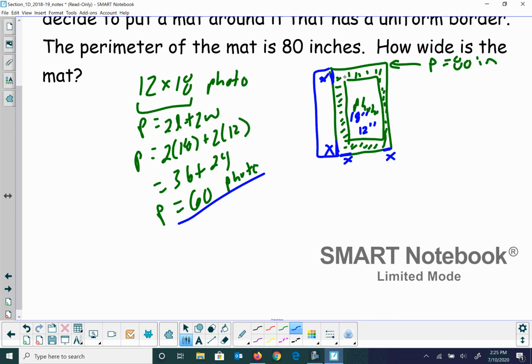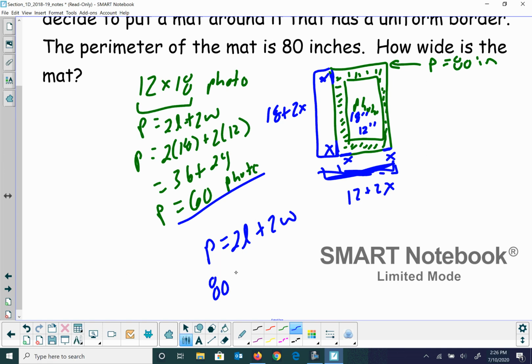Okay, so how far is this distance? Well, it's 18 plus 2x. How far is this distance? Oops, this distance right here. That's 12 plus 2x. Okay, so watch what we're going to do. We know that the perimeter is 2L plus 2W. Agree? Okay, so what I'm going to do is I know that the perimeter is already 80. And I have 2 times the length. Well, the length we said was 18 plus 2x. And I know the width is 12 plus 2x, and I have 2 times the width.